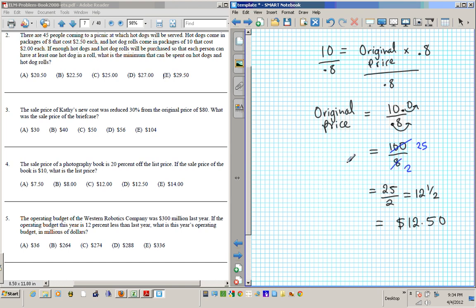Okay? So if you want to find the final sale price, you multiply the percent remaining times the original. And if you want to find the original, you do the opposite of multiply, which is you divide by the percent that is reduced. Okay? So the answer here is 12.5, and the answer for number 4 is D. All right, let's move on to question number 5.